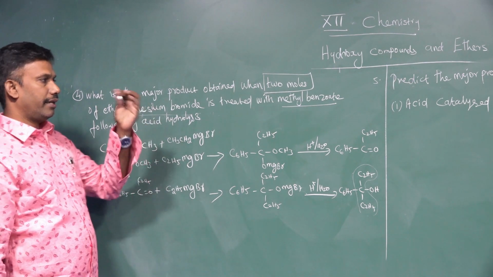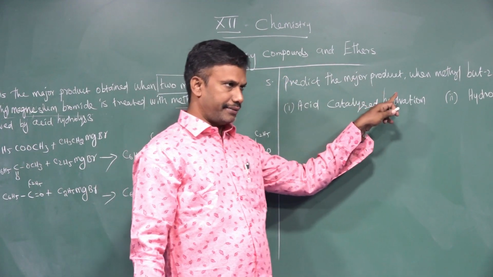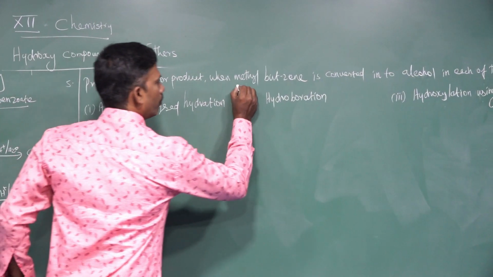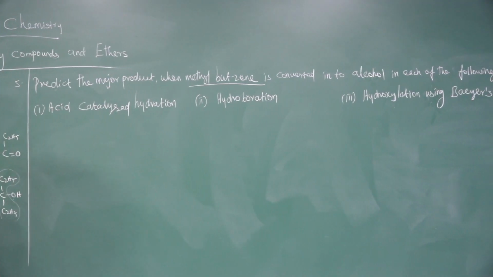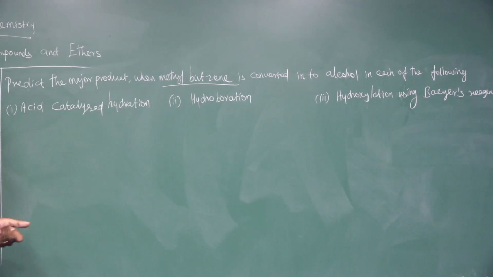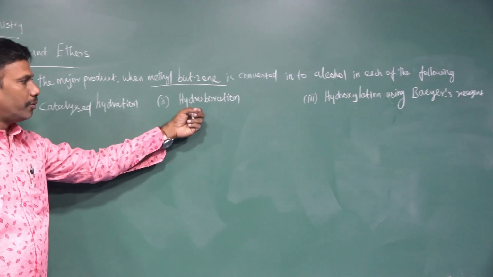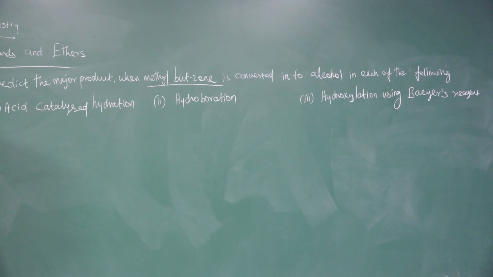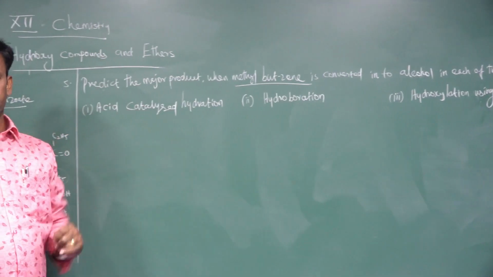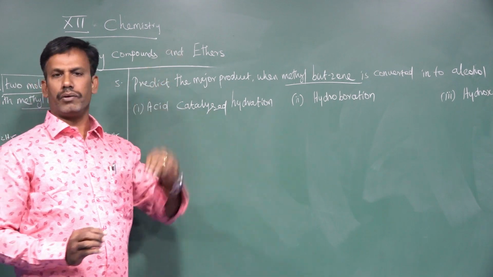Now let us go to the next question. What is the question? Predict the major product when a methyl butene is converted to alcohol in each of the following. So alkene is converted to alcohol by different methods: acid catalyst hydration, hydroboration, hydroxylation using Baeyer reagent. This is the question they asked. So how can methyl butene be converted to alcohol by the following 3 ways? One by one we are going to see.